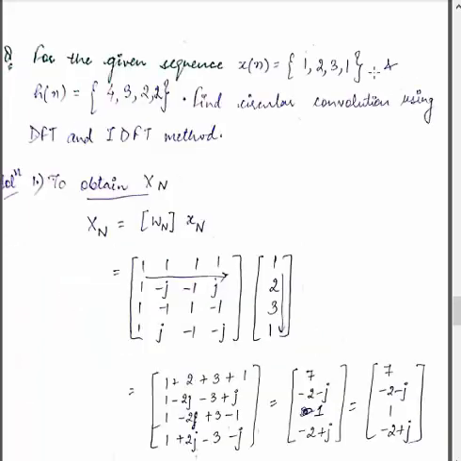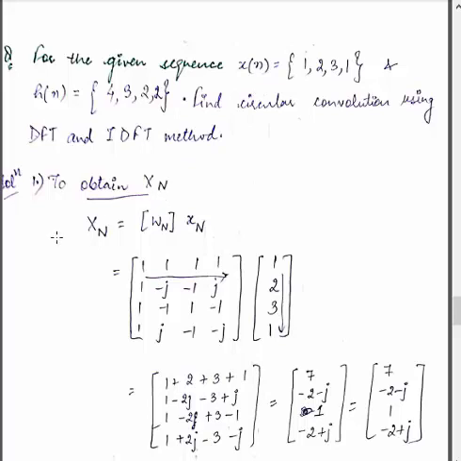Now the question is, find out the circular convolution using the DFT and IDFT method of these two sequences, x of n and h of n. Both have 4 samples, so N is 4. The first step: x of n is 1 2 3 1 and h of n is 4 3 2 2. So first, find the DFT of x of n in matrix form.